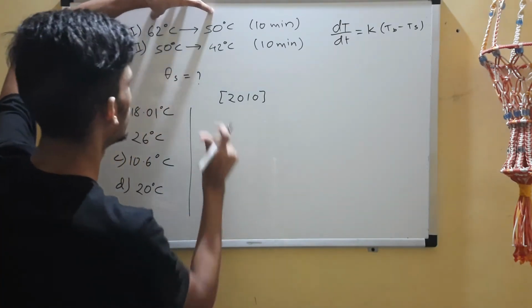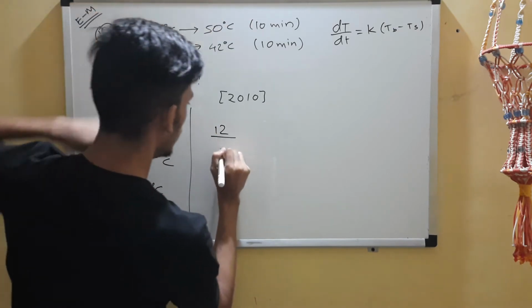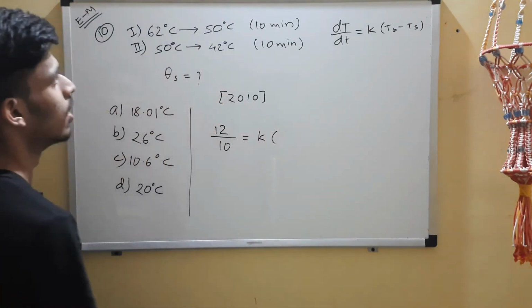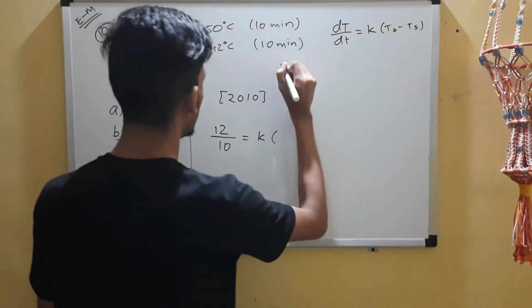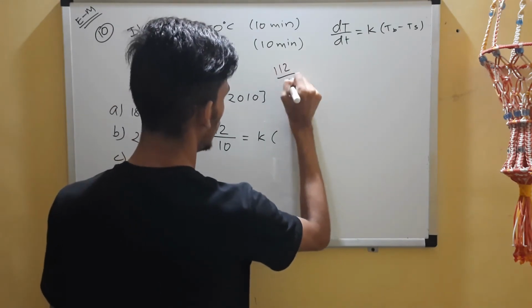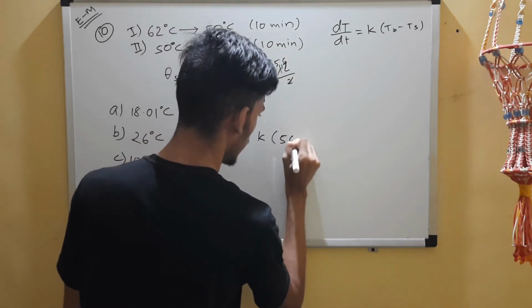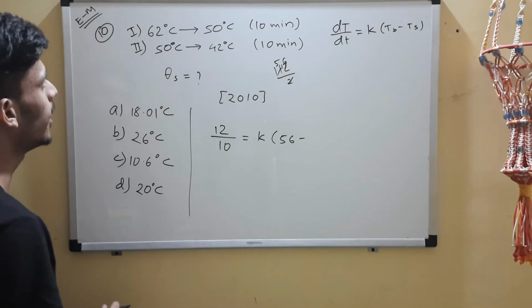So in the first case, the fall in temperature is 12 degrees, right? Time taken is 10, and here we'll have k into the temperature of the body. So we'll take the average, right? So 62 plus 50. So that will be 112 divided by 2. That will be 56. That is the average. Add the 2 and divide by 2, right?